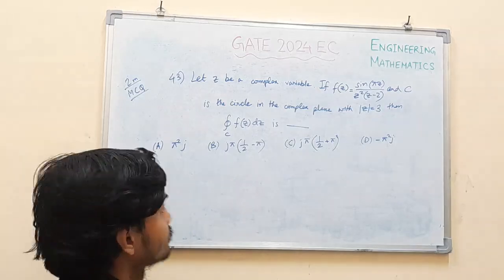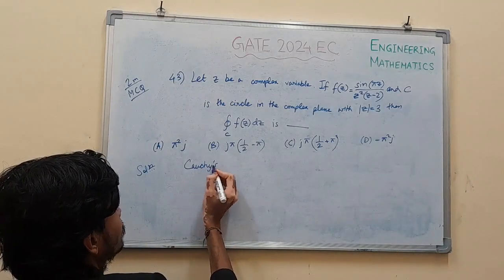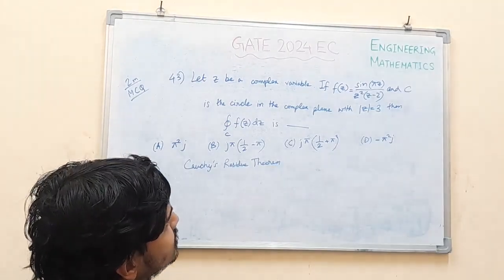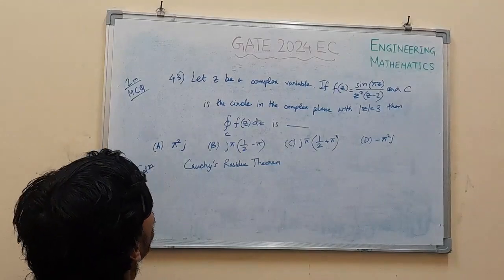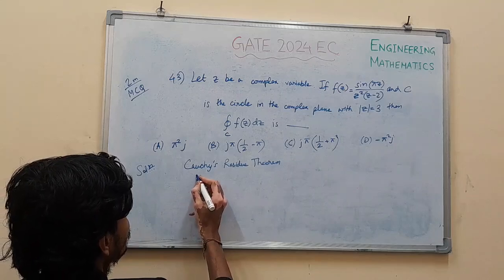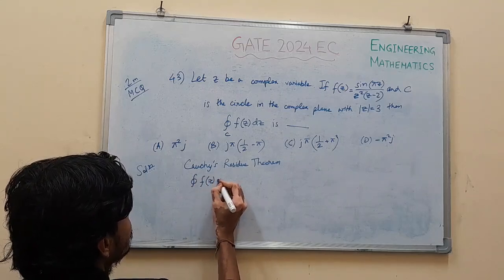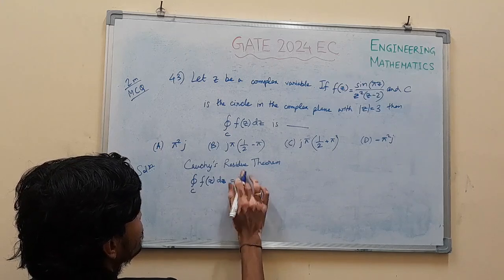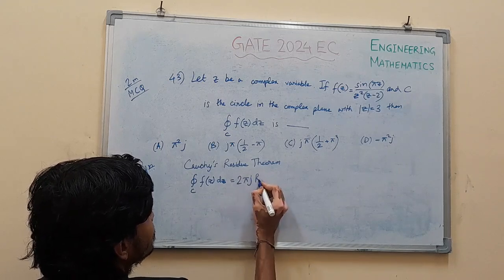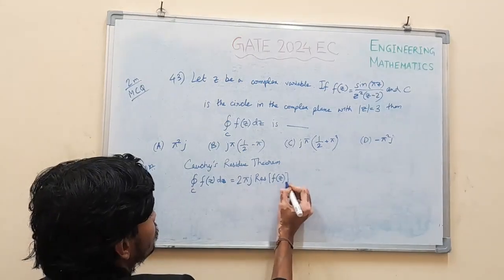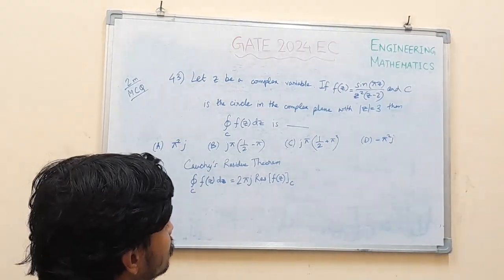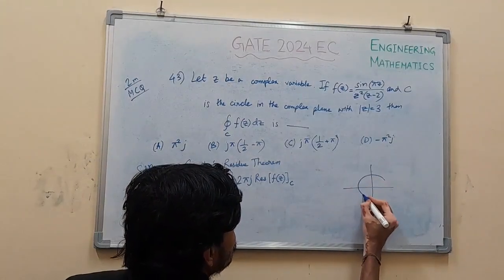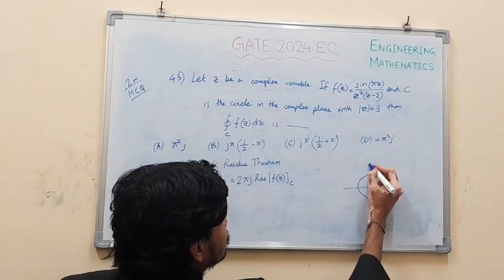It's a very simple question based on Cauchy's residue theorem, which says that integration of fz dz over C is given by 2 pi j times the residue of fz within C, inside C. Now to find the residue of fz within C, C is this in the complex plane, the circle of radius 3.